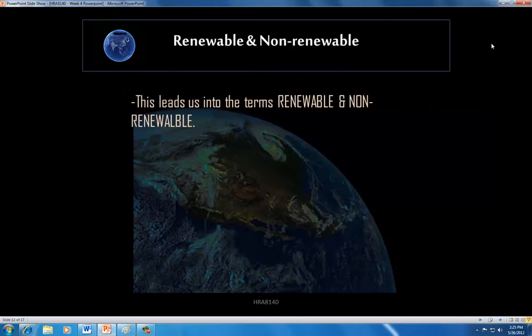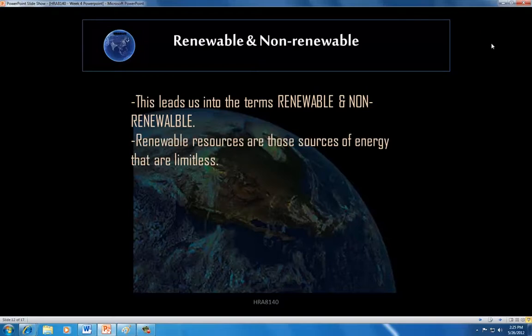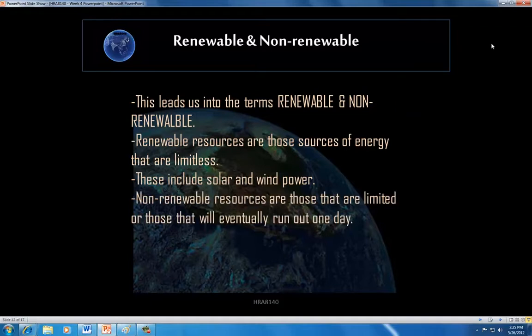This leads us into the terms renewable and non-renewable. Renewable resources are those sources of energy that are limitless. This includes solar and wind power. Non-renewable resources are those that are limited or those that will eventually run out one day. These include coal, gas, and oil.